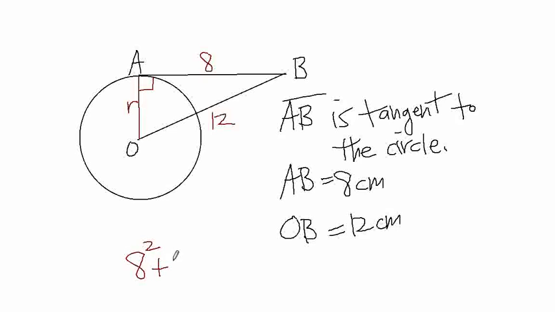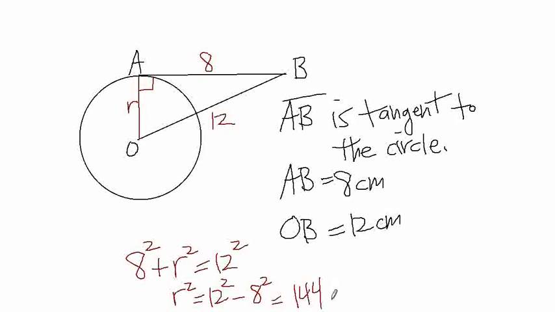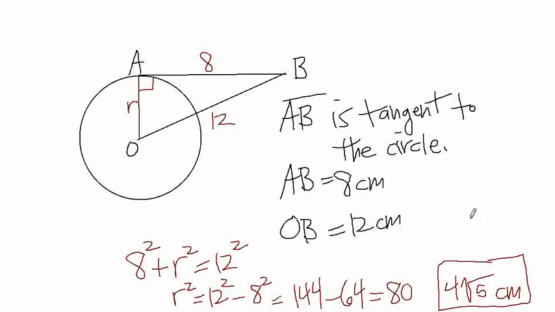So 8 squared plus R squared equals 12 squared. R squared equals 12 squared minus 8 squared, or 144 minus 64, which is equal to 80. So R is the square root of 80. Let's see, 80 is 4 times 20, 8 times 10, 16 times 5. So R is 4 root 5 centimeters. Okay?